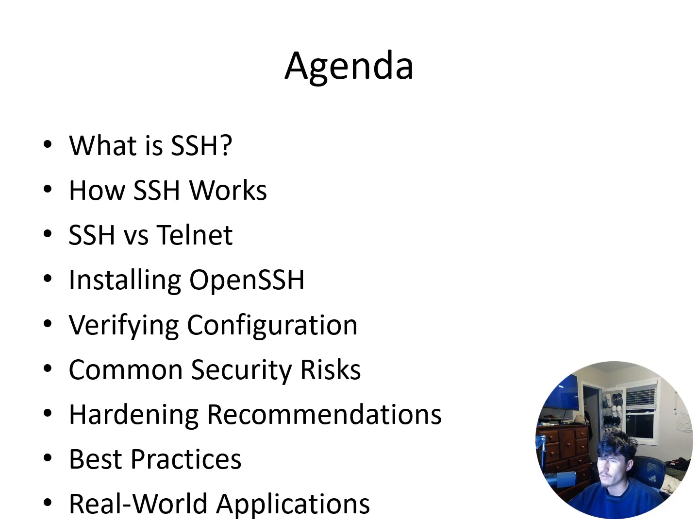Alright, so let's go over the overview. We'll begin with the introduction to SSH and what makes it vital for secure communication. Next, we'll discuss how SSH works under the hood and why it's replaced older insecure protocols like Telnet. Then I'll walk through the installation and verification process for OpenSSH on Linux. After that, we'll explore some common vulnerabilities, go over the detailed hardening recommendations, discuss general best practices, and look at real-world examples before finally closing with takeaways and references.